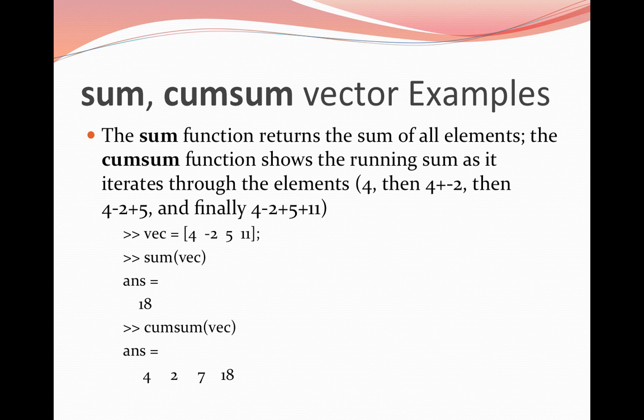If you want to see the cumulative or the running sums, we use the cumsum function. Cumsum of the vec starts with the original, the first element in the vector, 4. Then it adds -2 to give us 2. And then 2 plus 5 is 7, and then finally 7 plus 11 is 18. So the original vector has 4 elements. The result that we get from cumsum is also going to have 4 elements.